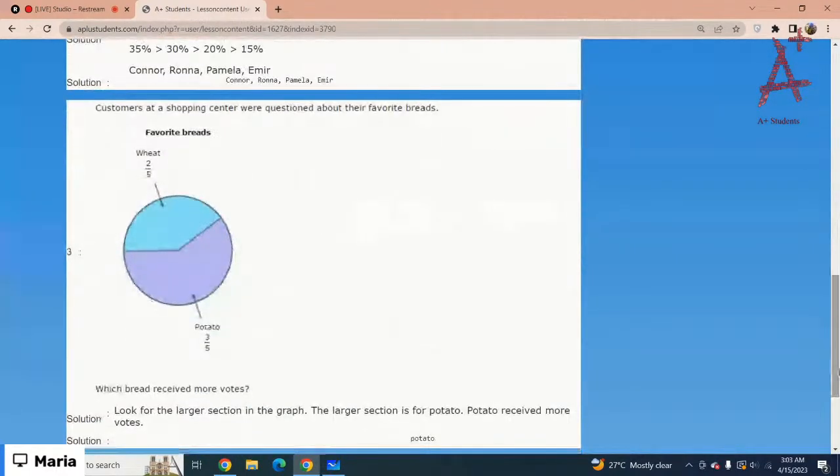Okay, the next one is: customers at a shopping center were questioned about their favorite bread. Which bread received the most votes? You have to look for the option that has the largest section. So C, potato, has the largest section in the graph. Got it?